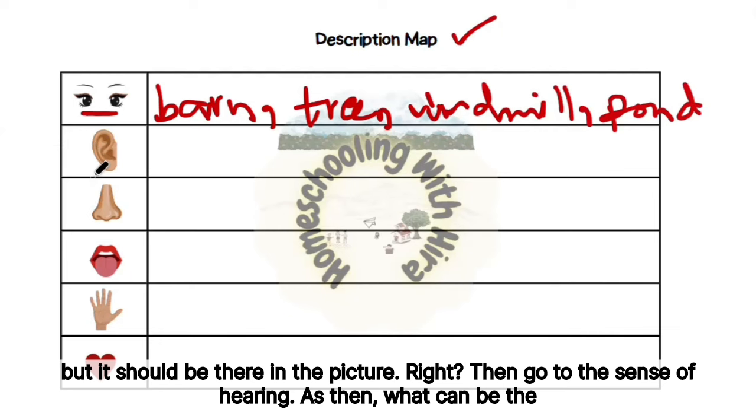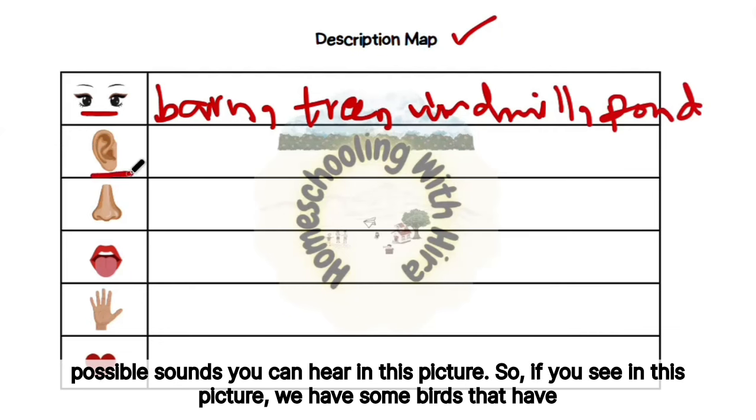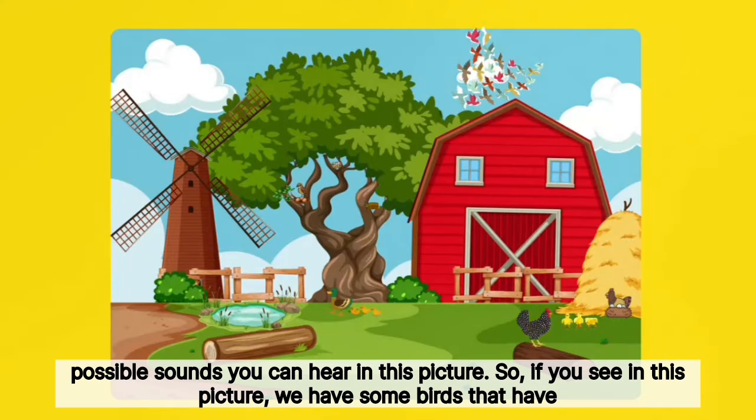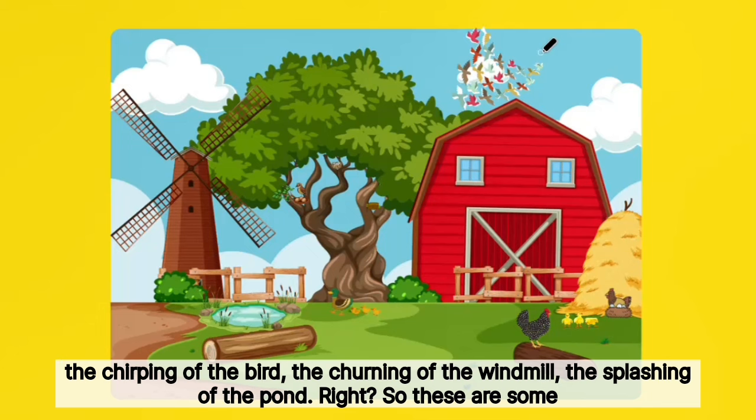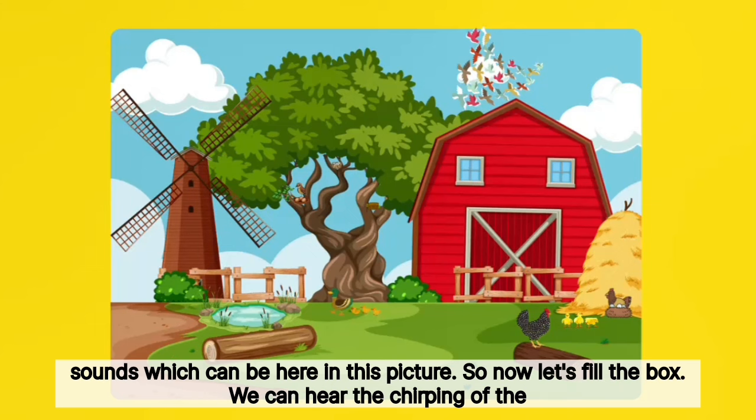Ask them what can be the possible sounds you can hear in this picture. So, if you see in this picture, we have some birds who have their sounds, like the sound of duck, which says quack quack, the sound of hen, that is cluck cluck, the chirping of the birds, the churning of the windmill, the splashing of the pond, right?